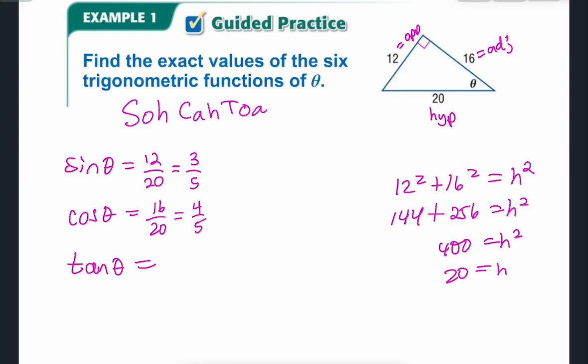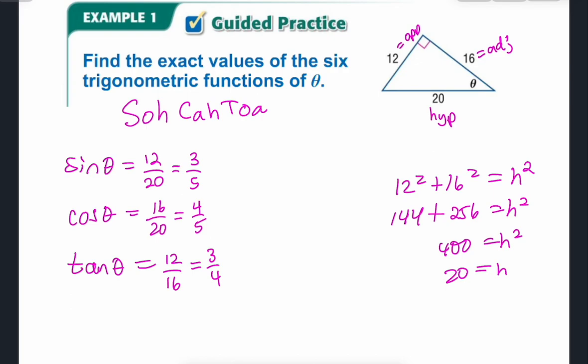And then tangent is opposite over adjacent. Opposite is 12. Adjacent is 16. That's why we label our sides. So that's going to be 12 over 16. Both divisible by 4. We get 3 over 4. And many times the relationship of these numerators you will see in the tangent, because sine started out as opposite and cosine started out as adjacent.